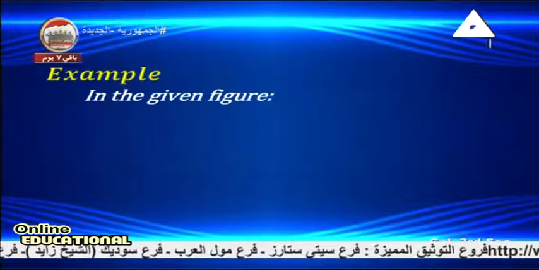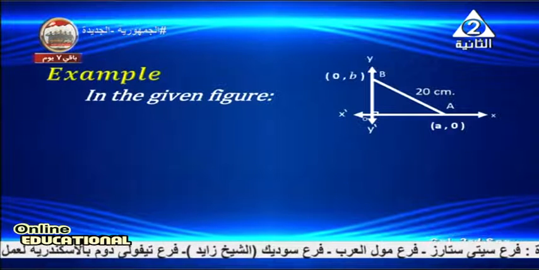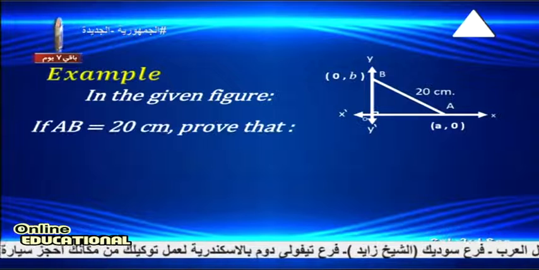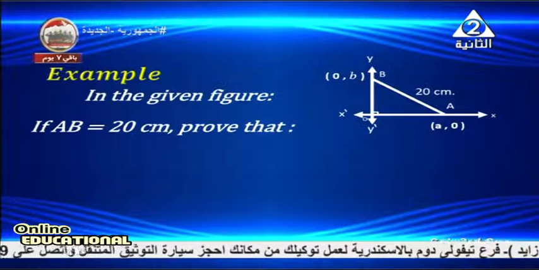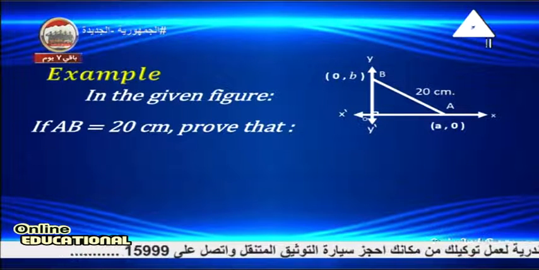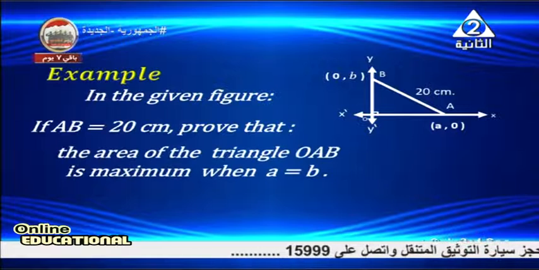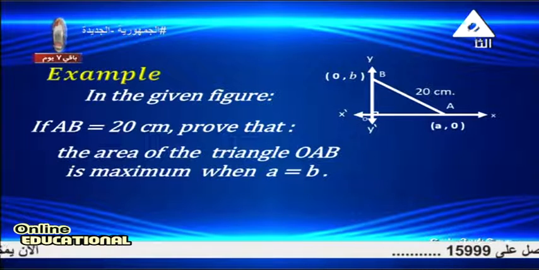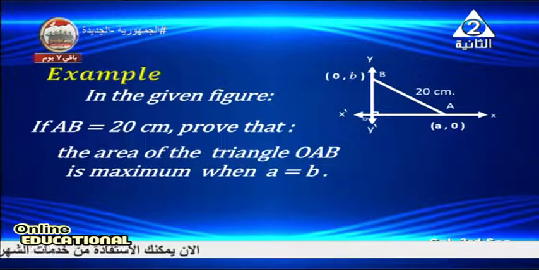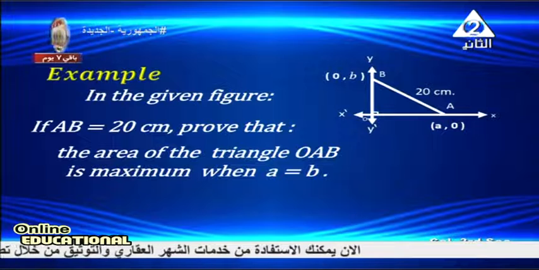Another example. In the given figure, if AB equals 20 centimeters, prove that the area of the triangle OAB is maximum when a equals b.